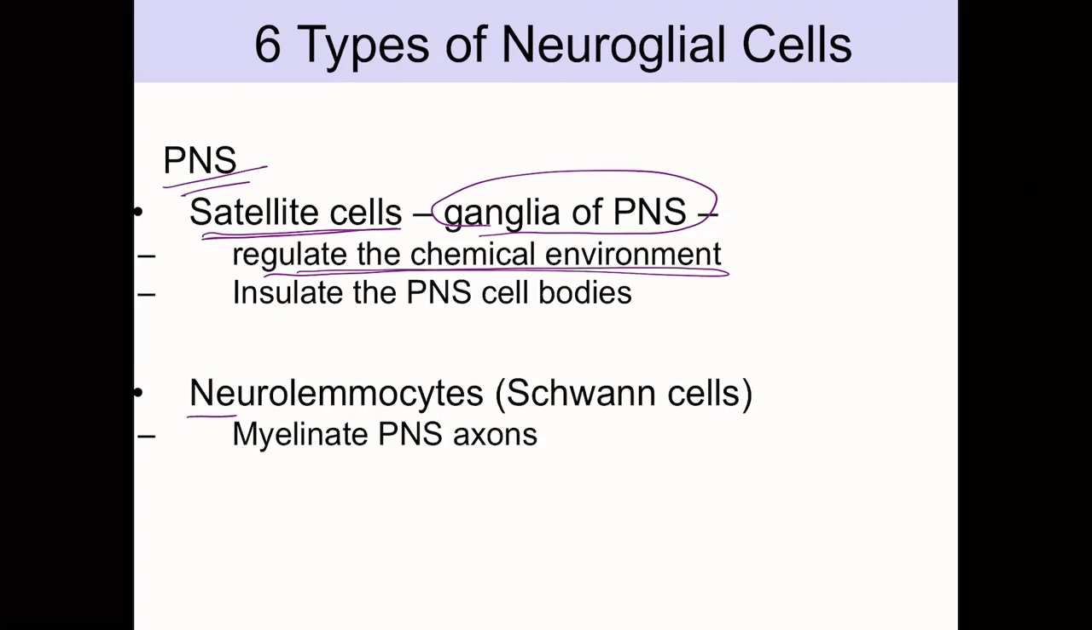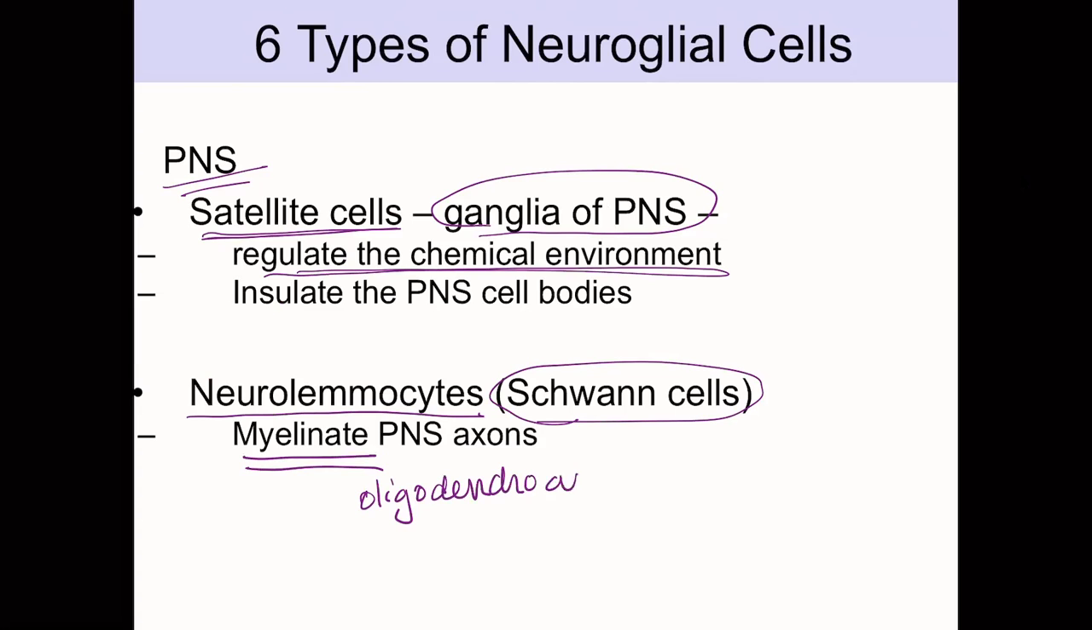And then we have neurolemnocytes, which we used to call Schwann cells. And these myelinate. So these are like oligodendrocytes. They're not the same. So oligodendrocytes are in the central nervous system. Neurolemnocytes are in the peripheral nervous system. But they both make myelin. Okay, so they both make the impulse travel faster.